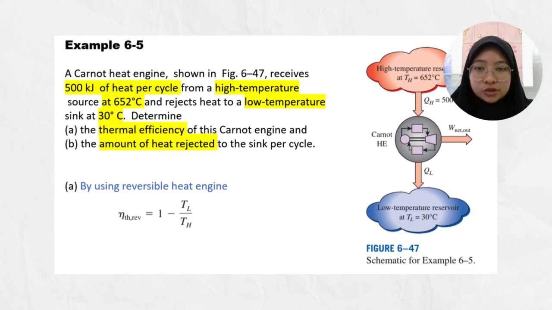A Carnot heat engine shown in the figure receives 500 kJ of heat per second from a high temperature source at 652 degrees Celsius and rejects heat to a low temperature sink at 30 degrees Celsius. Determine the thermal efficiency of this Carnot engine and the amount of heat rejected to the sink per cycle.